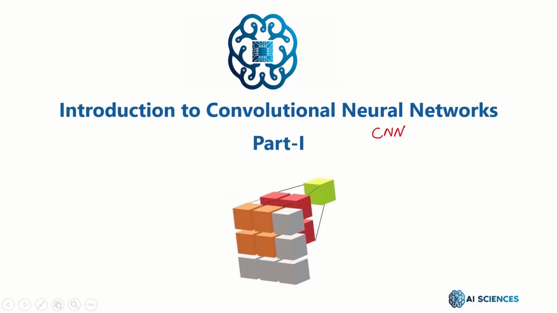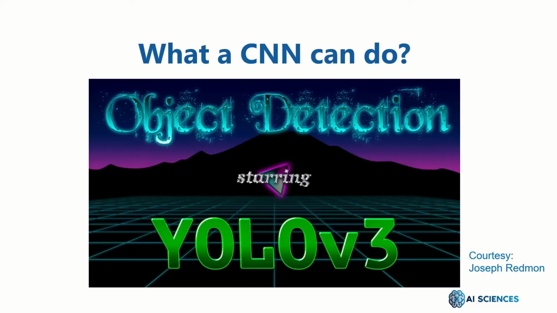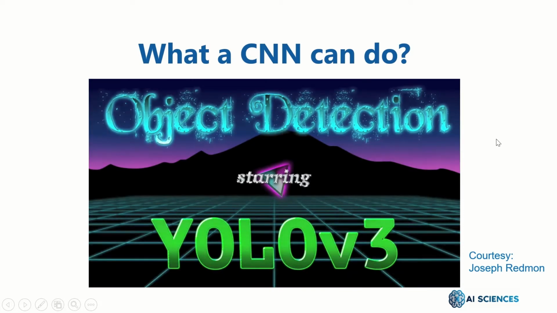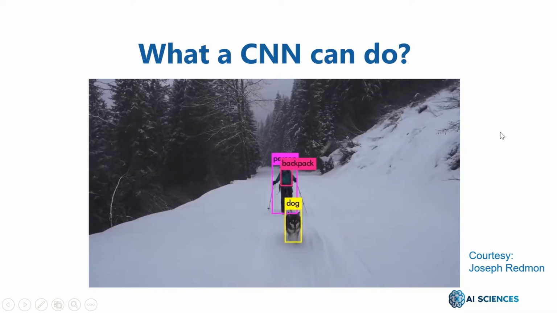So let's go first and see the object detection demo, YOLO version 3, which is You Only Look Once, and this is version 3 of that. Version 4 is also out, but here is the demo of version 3. This is a real-time object detector that actually detects objects in real time in videos. So let's see. This is the demo video, what it can do.